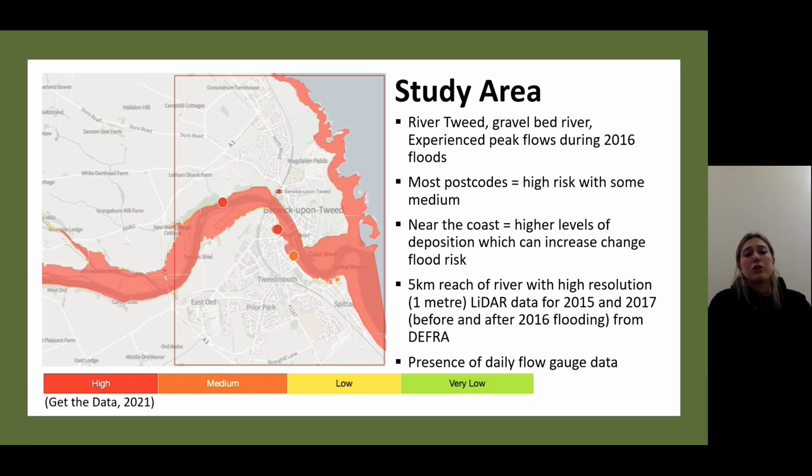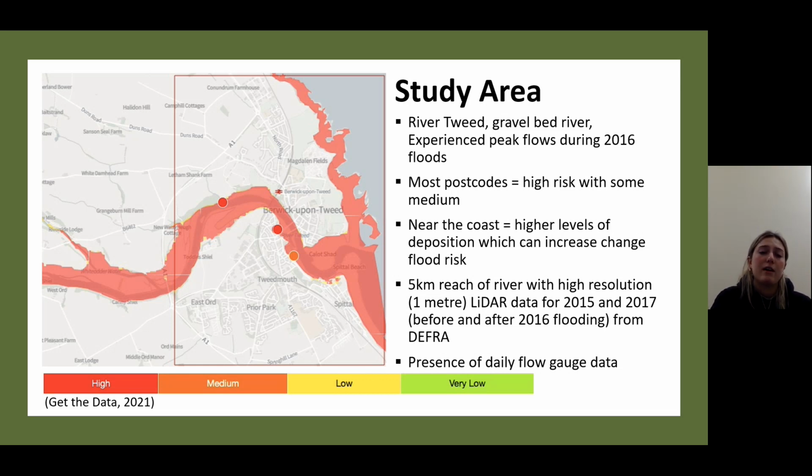But this study area was also chosen because of the available data for the region. In order to assess the morphological change of the river, there needs to be high resolution elevation data to be able to properly assess the topography of the river. This was actually a bit of an issue at first with this project, because accessing high resolution LiDAR data within a small time frame proved quite difficult.